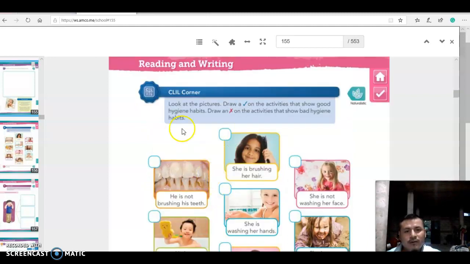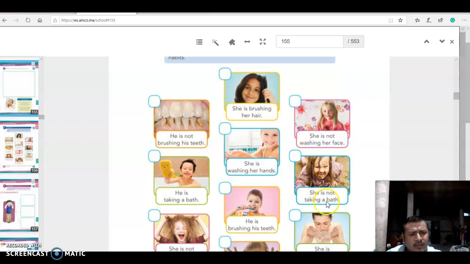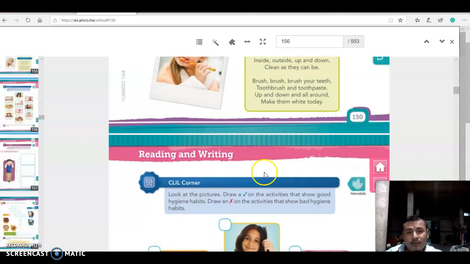We're going to speak a little bit about activities that show good hygiene habits and bad hygiene habits. Okay, so what are you going to do in this part? Take a look at this one. Which one is correct to do? Which of these pictures do you think you do, this one where it says she is not taking a bath? Do you like to take a bath? If it's good, okay, what are you going to do?